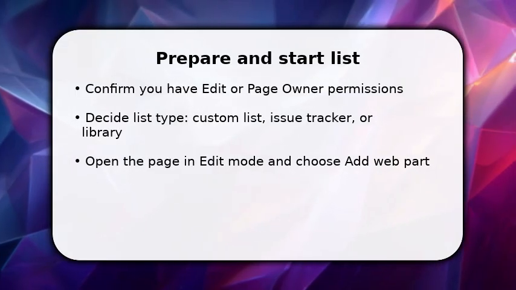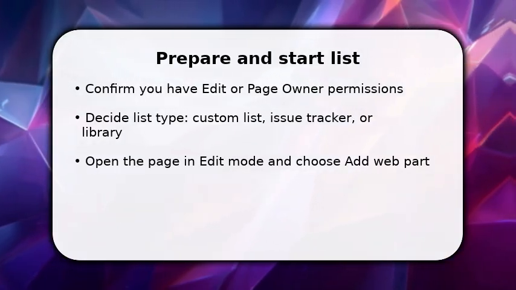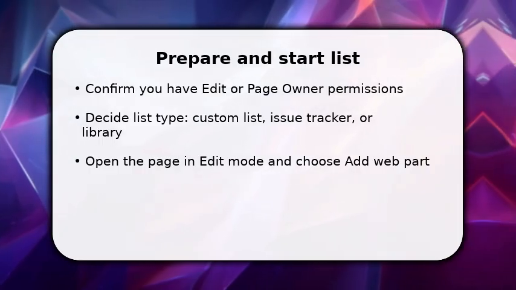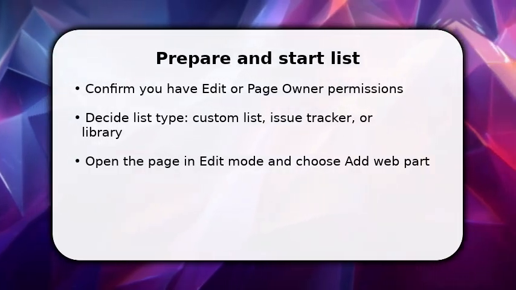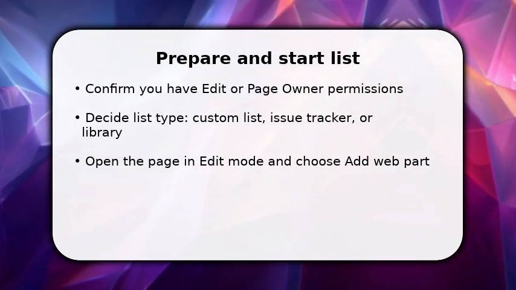You'll start by ensuring you have edit or page owner permissions so changes persist. Without that, you can't add a list. Once done, choose the right list type, custom list for structured items or an issue tracker for tasks, because the choice affects columns and views.